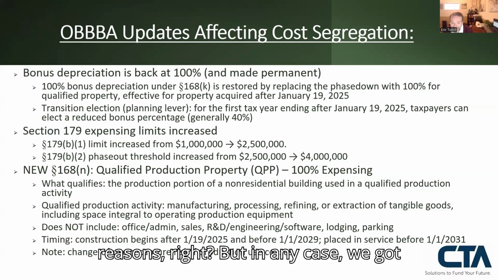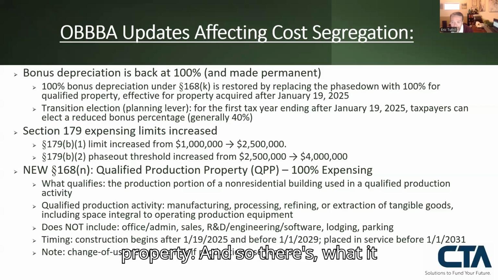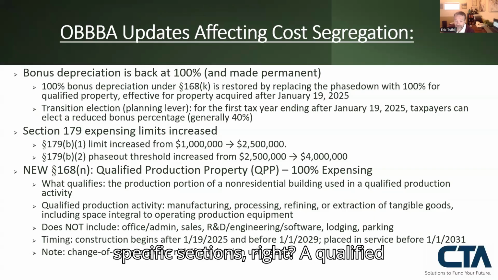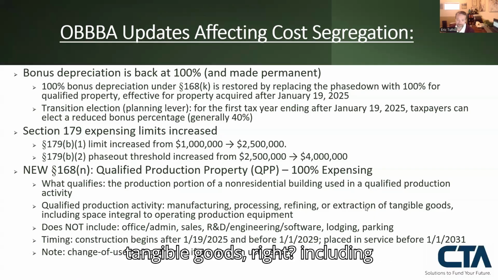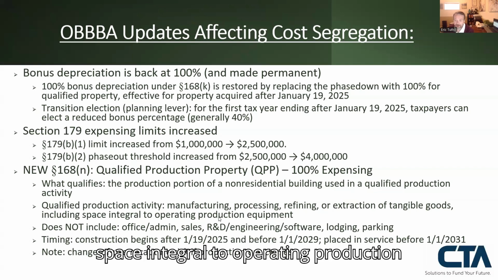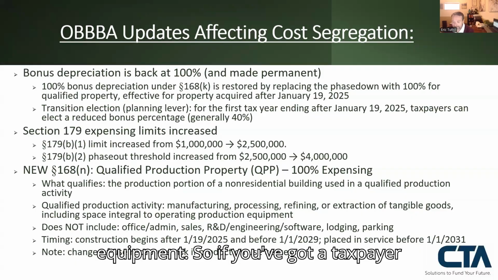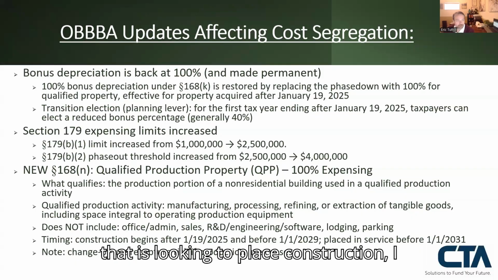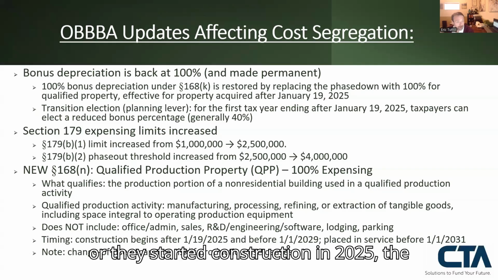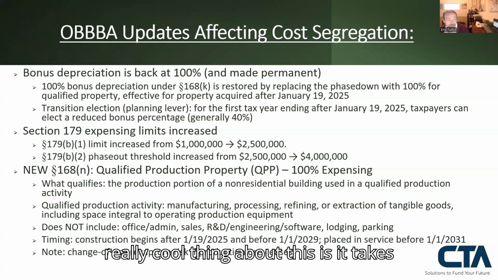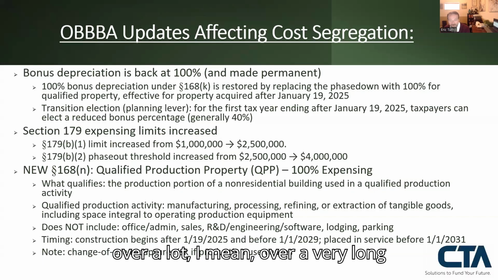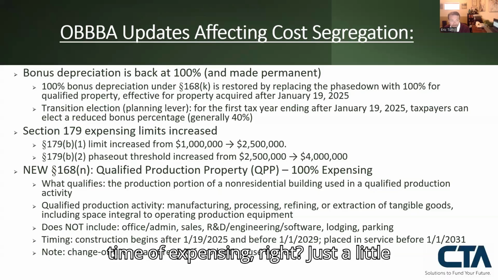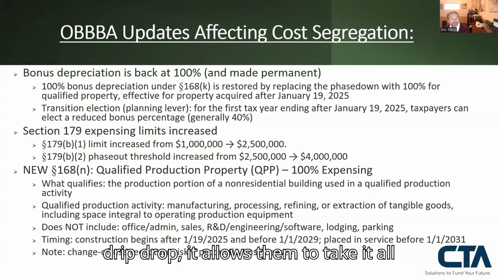But in any case, we got Section 168N, qualified production property, and what it is, it's activities in very specific sections, right? A qualified production activity is manufacturing, processing, refining, or extraction of tangible goods, right? Including space integral to operating production equipment. So if you've got a taxpayer that is looking to start construction, or they started construction in 2025, the really cool thing about this is it takes property that would have been 39 years, over a very long time of expensing, right? Just a little drip drop, and it allows them to take it all at once.